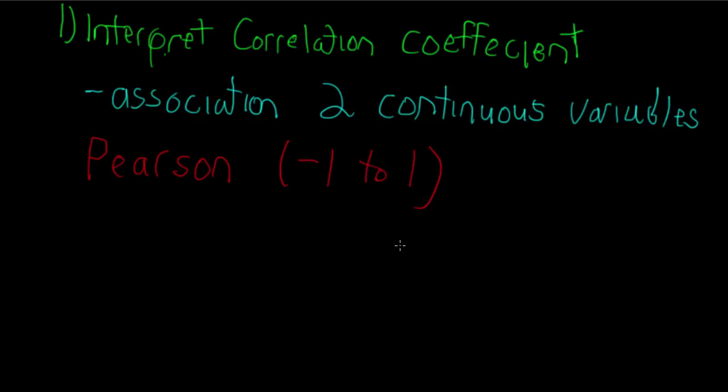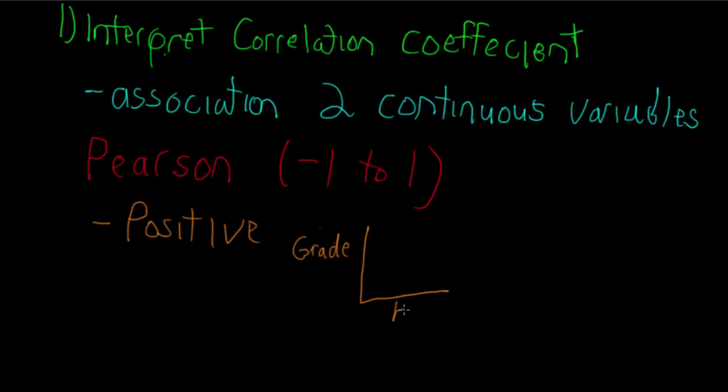Now, positive relationships: as one variable increases, the other increases. Let's look at an example. We would expect that grades and hours studied for an exam are associated. So as the number of hours goes up, grades go up, and vice versa. We don't know which one is leading the other. They're just associated with each other. And that would be a positive correlation.